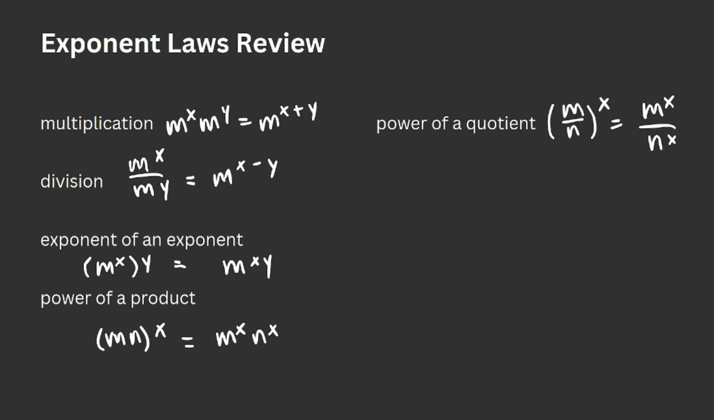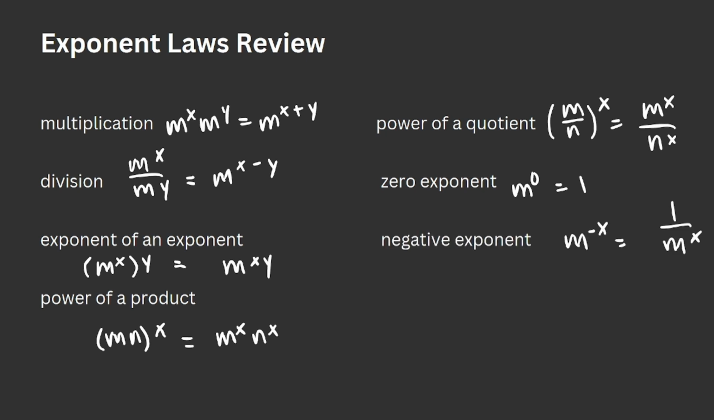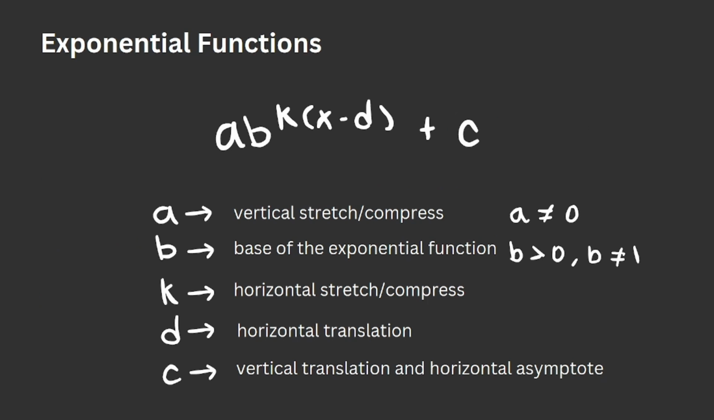For the power of a product, m times n to the power of x, it can be rewritten as m to the power of x times n to the power of x. And for the power of a quotient, m divided by n in brackets to the power of x, can be rewritten as m to the power of x divided by n to the power of x. Next, anything to the power of 0 equals 1. And for a negative exponent, such as m to the power of negative x, you can rewrite it as 1 over m to the power of x. And finally, for a fractional exponent, m to the power of x over y, I can rewrite that as the y root of m to the power of x.